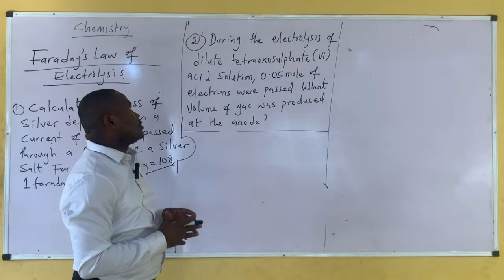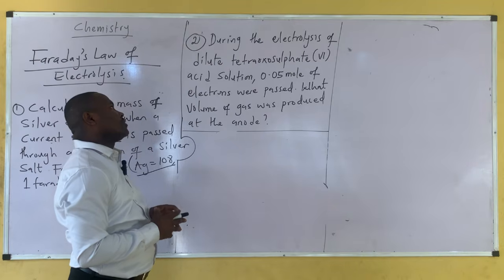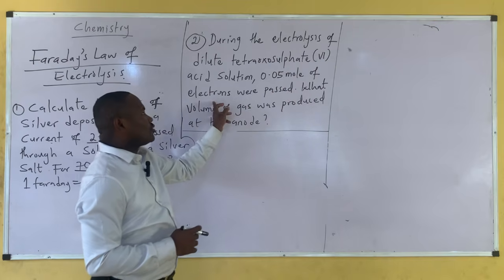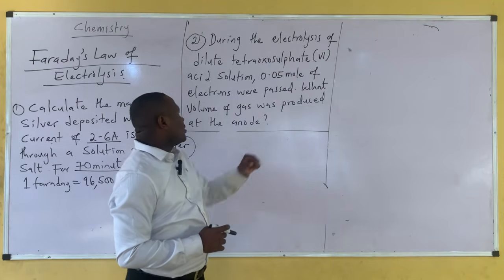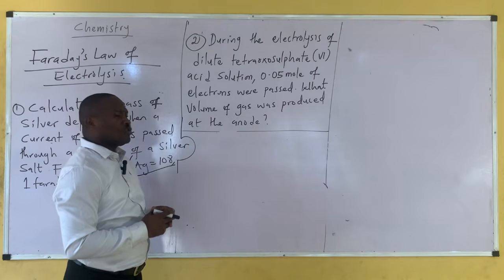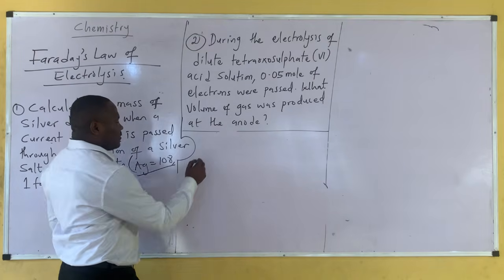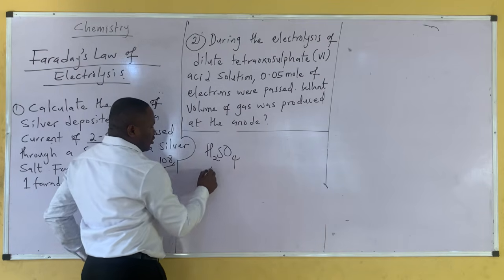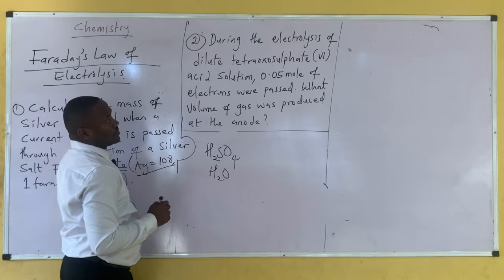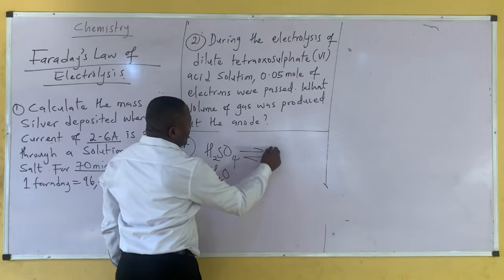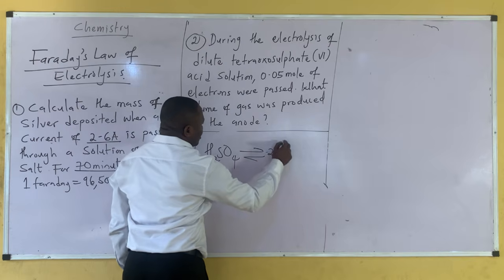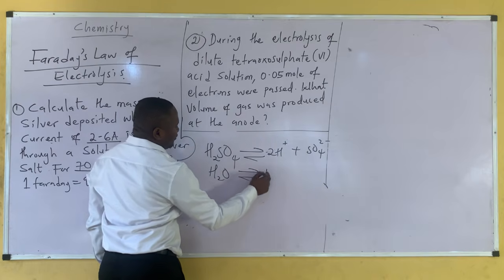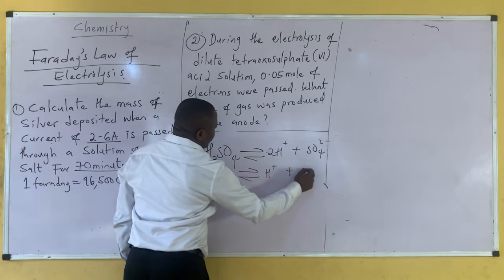Now let's look at question number 2. It said during the electrolysis of dilute tetraoxosulphate 6 acid solution, 0.5 mole of electrons were passed. What volume of the gas was produced at the anode? Now we have H2SO4. It will occur in the presence of water. And so this will be 2H plus SO4 2 minus, in the presence of H plus OH minus.